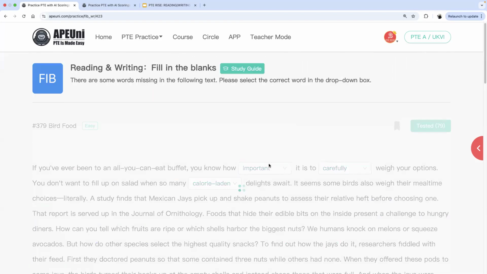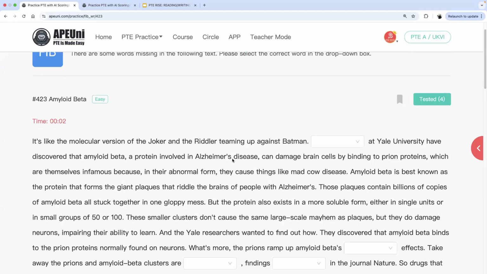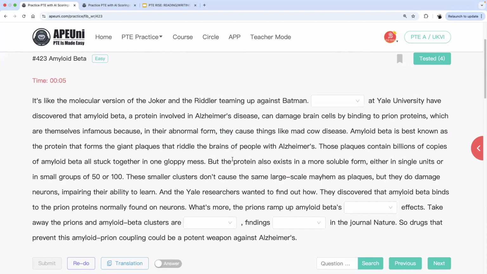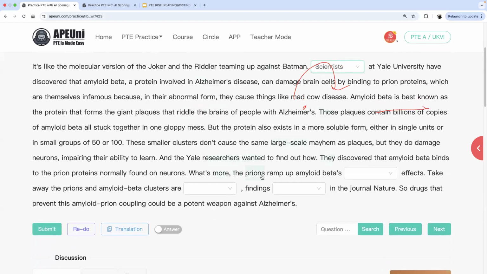Sometimes the passages are going to be simple, but it's Monday morning, so I've kept them simple. Okay. Full stop. Dash at Yale University have discovered. Who? Scientists, researchers. What's more, prions ramp up beta dash effects. What kind of effects do we have? Any word that quickly clicks in your brain with effects. When I say eat this medicine, you ask me, will it have any effects? Negative effects. Side effects.